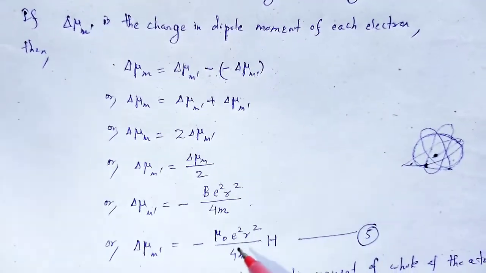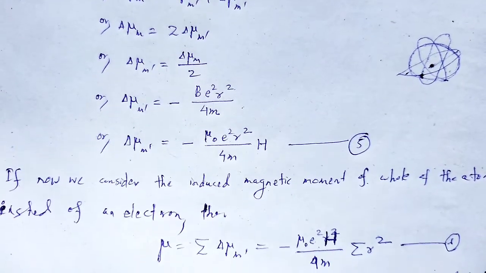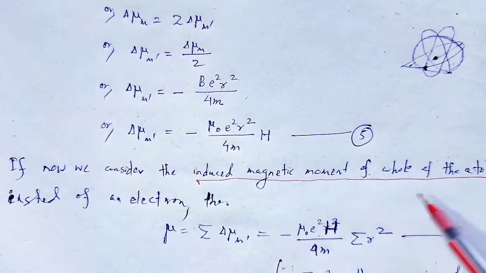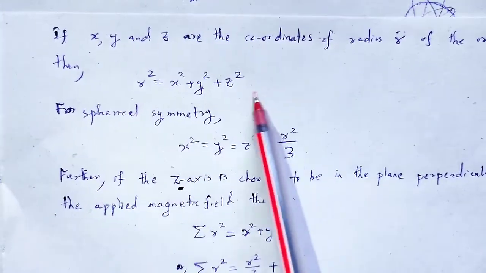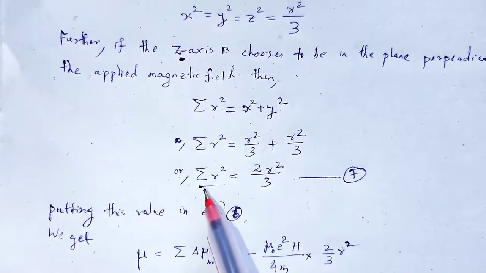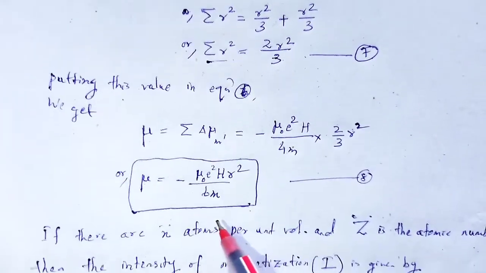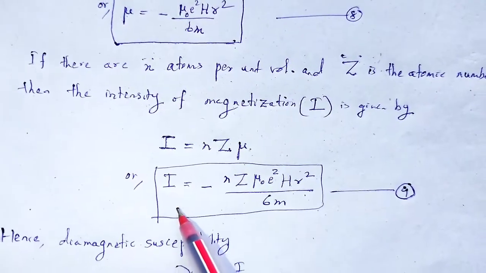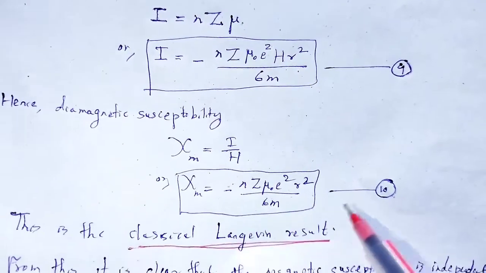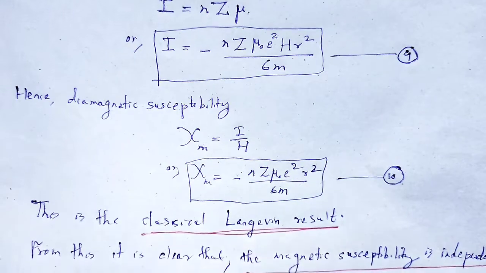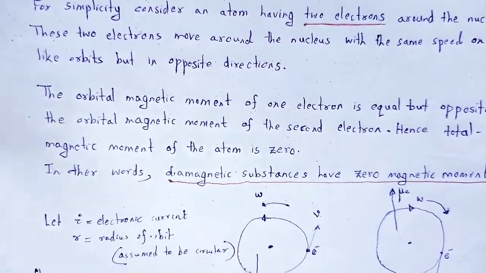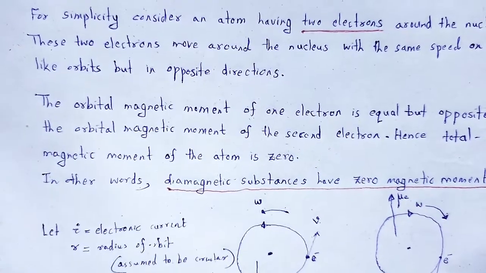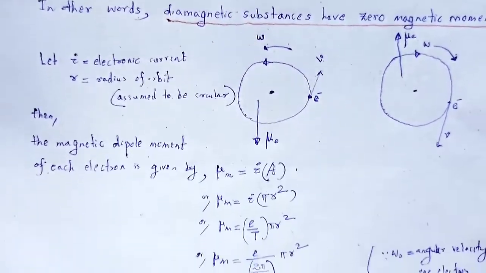Accordingly, you calculate del mu m dash, then the induced magnetic moment of the whole atom. Next, for summation of r square, we prefer a spherical symmetry system, and then it is calculated and that value is put in. We finally obtain mu, then I, then xi m. So with the help of this video lecture, we understand the concept of the classical Langevin theory of diamagnetism. As an example, taking a simple atom having 2 electrons, we show it mathematically.